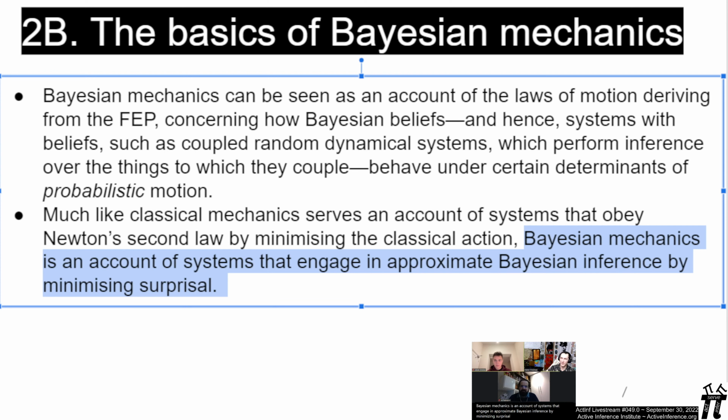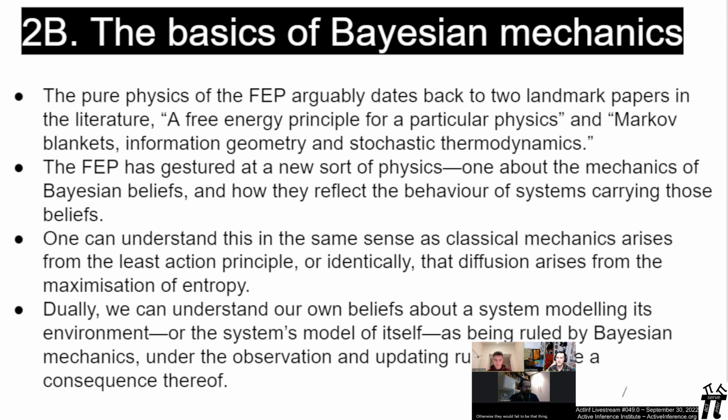So, the ball minimizes energy by falling. The candle minimizes Gibbs free energy by burning. Cognitive systems are minimizing free energy by way of minimizing surprisal, otherwise they would fail to be that thing. 2b continues on. To be or not to be.